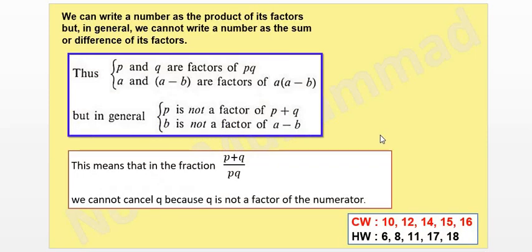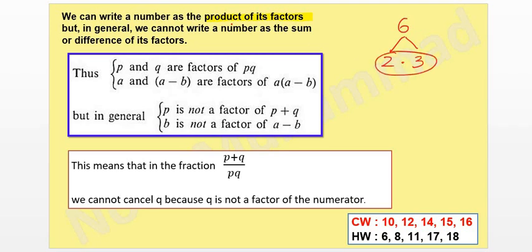First of all, let's discuss what factors are. Now here I have written some notes for you. We can write a number as a product of its factors. For example, if you have, let's say, 6, then 6 can be written as the product of 2 and 3. So these numbers, 2 and 3, whose product is 6, are called the factors.